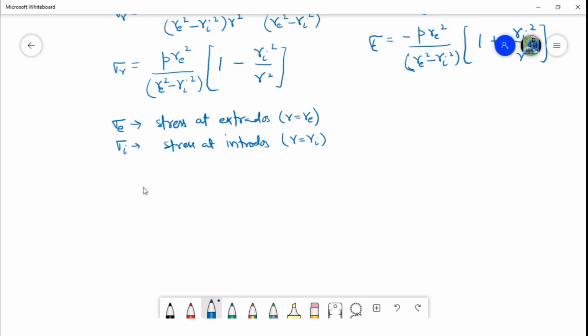So we can write it as, at R equal to Re, sigma E is equal to P Re square over Re square minus Ri square, times 1 plus Ri square over Re square.